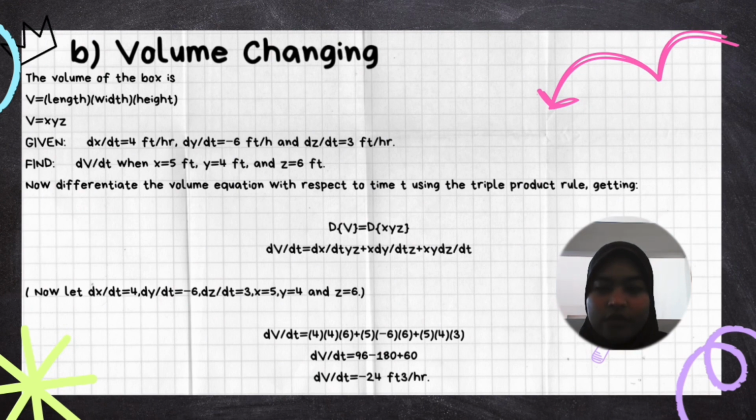Now, differentiate the volume equation with respect to time t using the triple product rule. We get that dV over dt is equal to dx over dt yz plus x dy over dt z plus xy dz over dt. Now, let dx over dt equal to 4, dy over dt equal to negative 6, dz over dt equal to 3, and x equals 5, y equals 4, and z equals 6. Now we substitute all the values into the equation and solve it. Finally, we get that dV over dt equals negative 24 feet cubed per hour. That's all for question B.